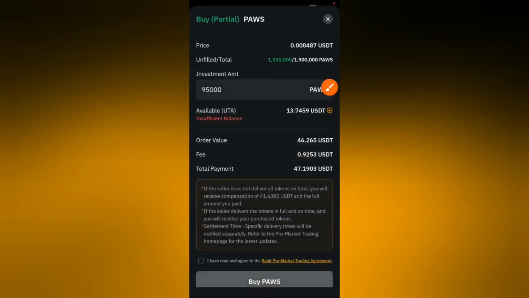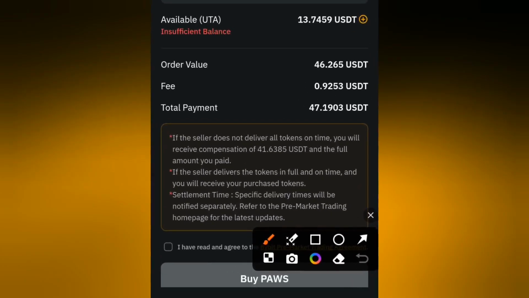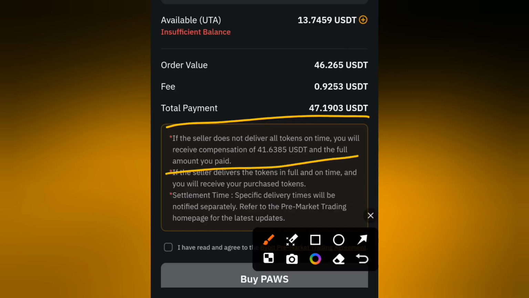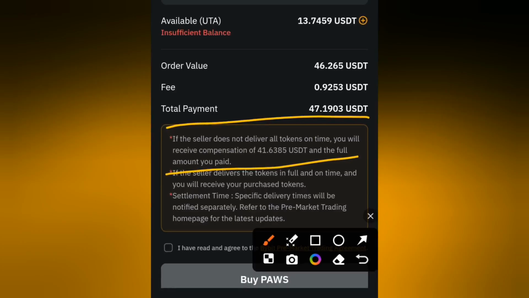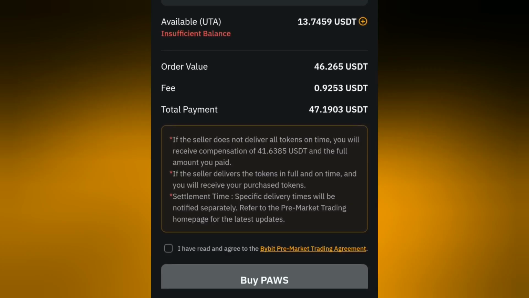So don't get it twisted. Another thing you need to know is that you can also get lucky from the Bybit pre-market, especially when you're buying. If the seller does not deliver all the tokens on time, you receive compensation of $41, 41 USDT, and the full amount you paid. Say the seller later discovers that selling to you puts him on the losing side and decides to hold back the token, you'll be given $41 from his account as compensation.